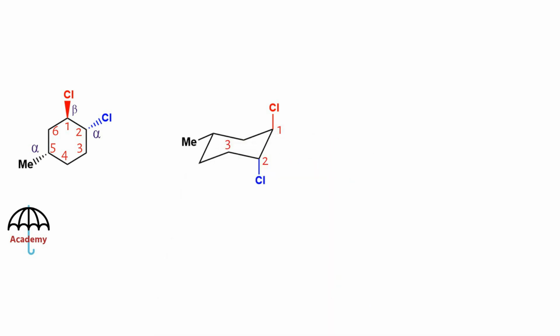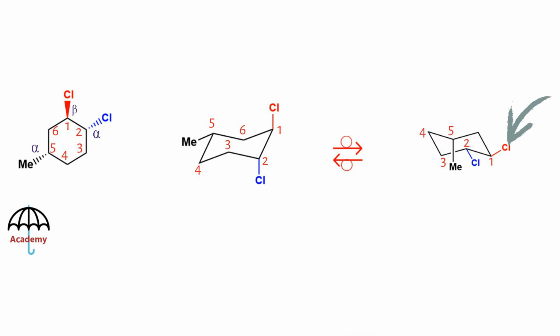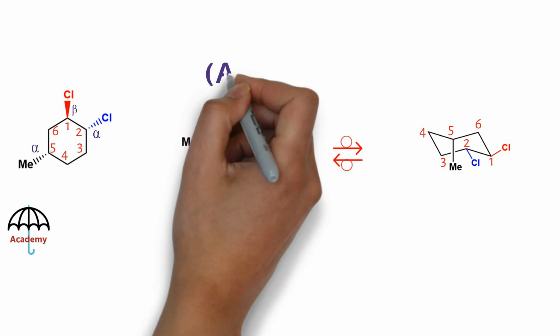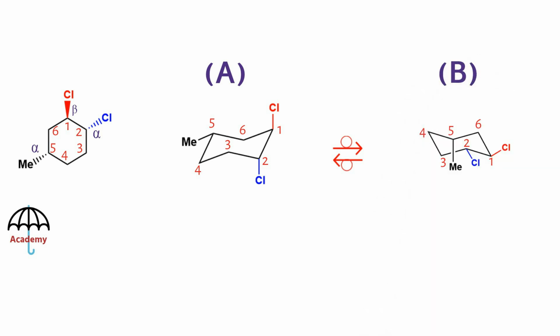The alpha-beta status of groups on different carbons is maintained in the chair form. A chair flip converts all axial groups to equatorial and vice versa. But all up groups remain up and all down groups remain down. Thus, chlorine at C1 is now equatorial but still beta. Chlorine at C2 is now equatorial but still alpha. Methyl at C5 is now axial but still alpha. Mark this as conformer A and this as conformer B.